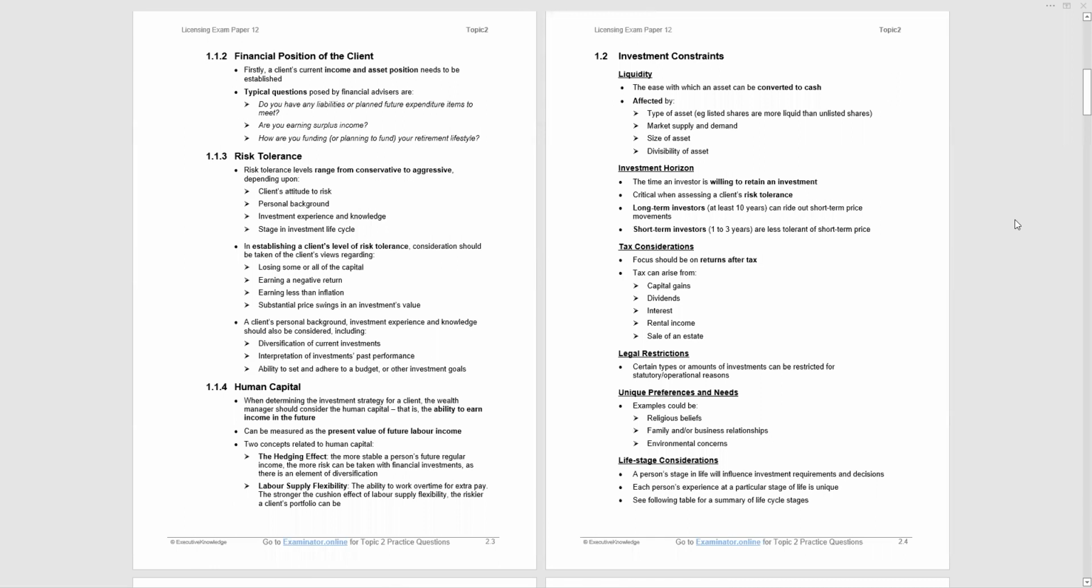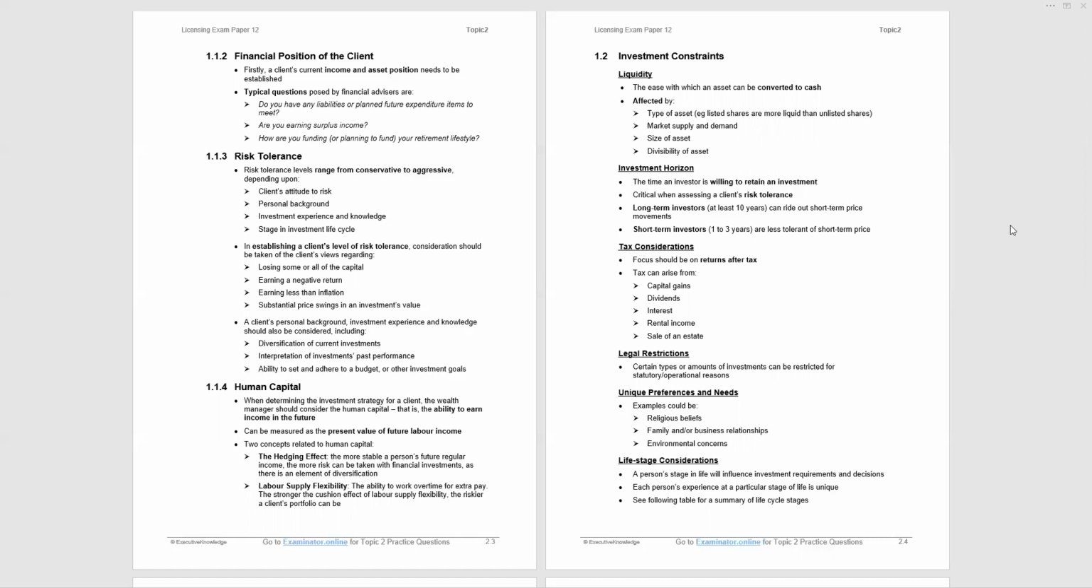Now, when an advisor is considering a client's requirements, we'll want to know about the financial position of the client, their income, their asset position. Typical questions that can be asked: do you have any liabilities or planned future expenditure items to meet? Children's education, a classic example. Are you earning surplus income? And if you are, well, how would you like to invest it? How are you funding or planning to fund your retirement lifestyle? So these are upfront questions to learn about a client's financial position.